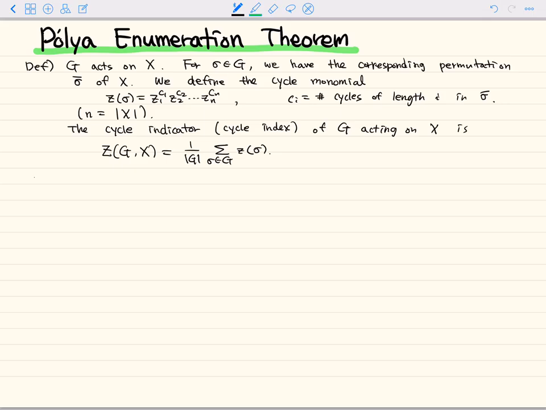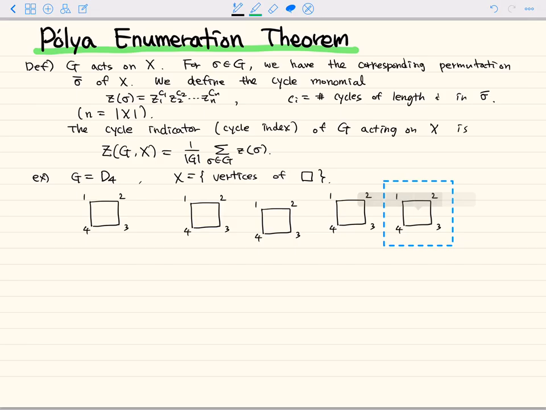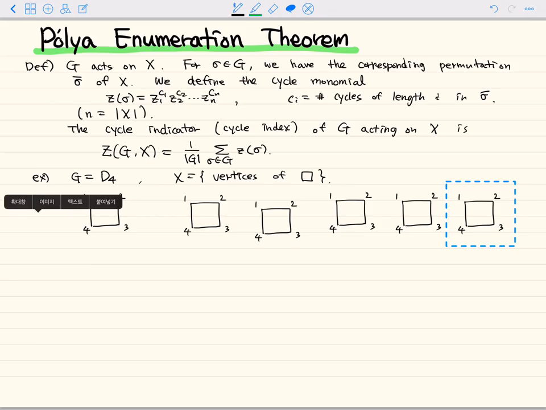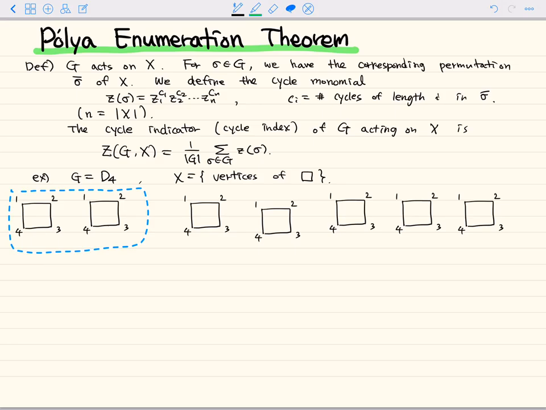G is the dihedral group, and X is the set of vertices of a square. So D4 acts on this set of vertices. Okay, we can list them, there are 8 elements. So let me draw 8 elements. Maybe I can just copy and paste. Okay, so there are 8 elements like this.